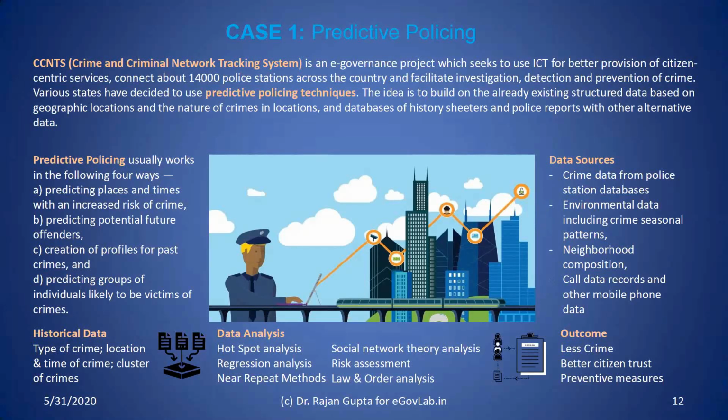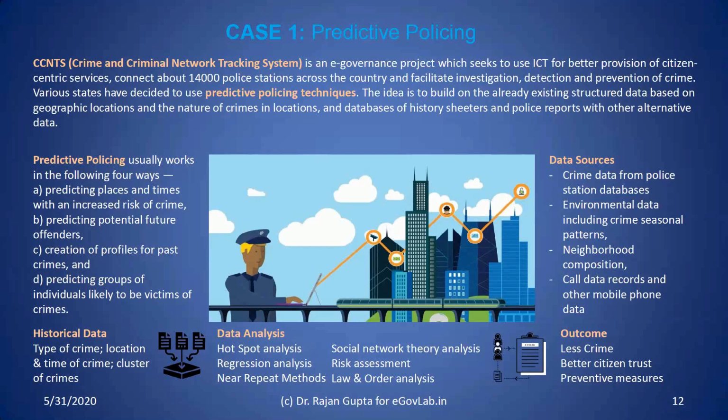We don't say that data science is a foolproof technique or concept that can answer everything, but it can certainly enhance decision making. It can certainly add value to the decision making of the policemen who are involved in reducing crime. Predictive policing is also helping in the creation of profiles for past crimes and predicting groups of individuals likely to be victims of crime. So it is not just the offenders who are being tracked, it is also the citizens, whether they can be a potential victim of that crime or not. So both sides are being covered by the predictive policing model.